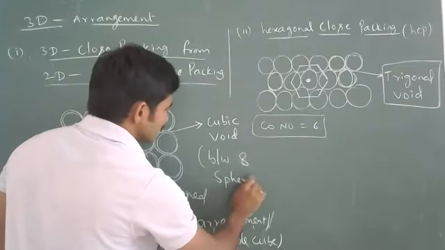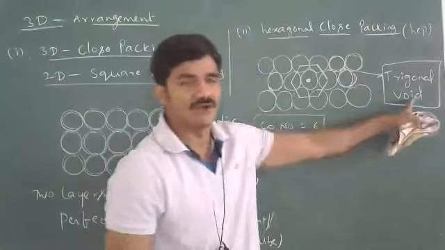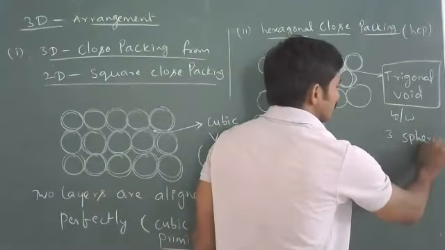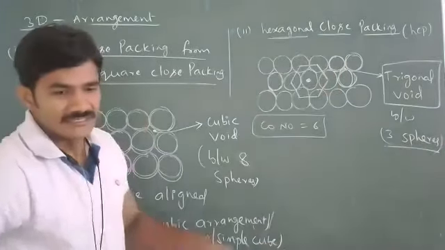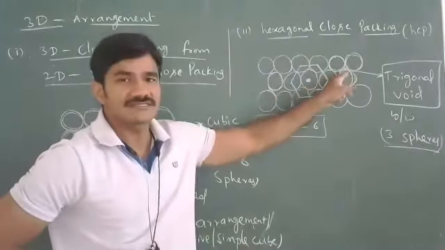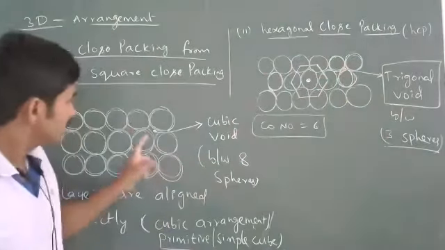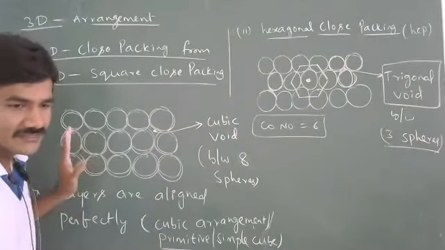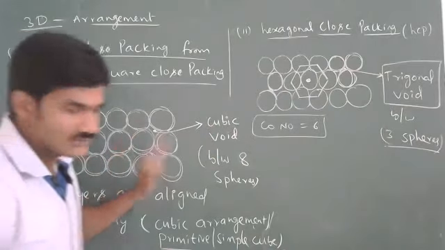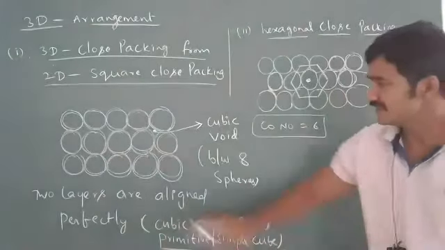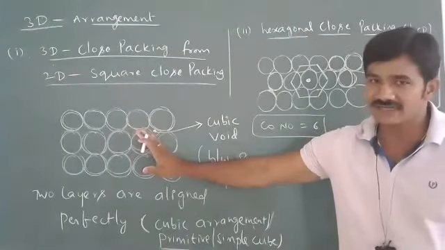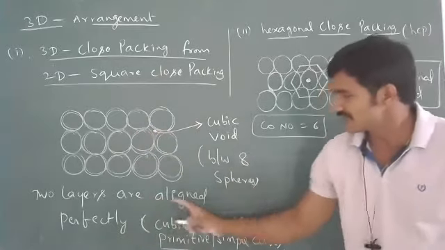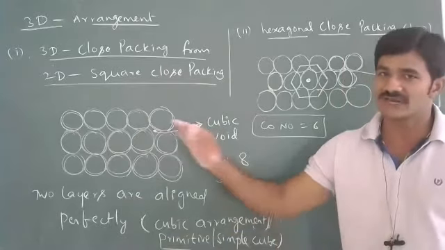So cubic void means between 8 spheres. Whereas trigonal void is between how many spheres? Between 3 spheres. If the gap is present between 3 spheres, that is called a trigonal void. If the gap is between 8 spheres, that is called a cubic void. Is it clear? This is not 4, this is 8. I can't show it correctly on the board, so you have to imagine that there are 2 layers. One layer, above it another layer we have placed, but the 2 layers are aligned perfectly, so we can't show it correctly on the board.